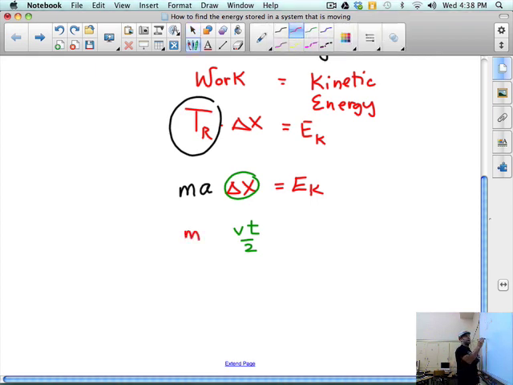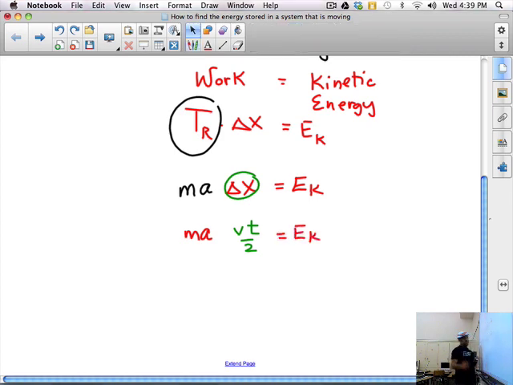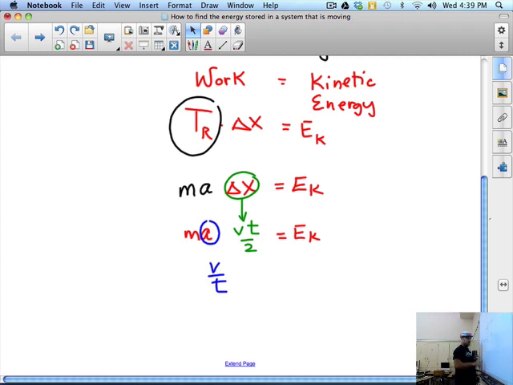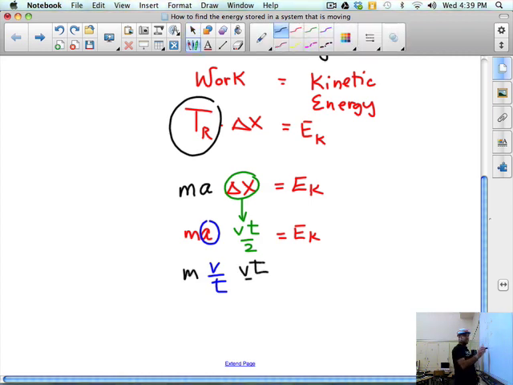Now I'm going to rewrite the whole equation again. So I've got ma Vt over 2 equals Ek. Almost done. And if you recall, the acceleration was v over t, right? So the acceleration was v over t. Let's plug in v over t for acceleration. And here's the rest of our equation. Vt over 2 equals Ek.